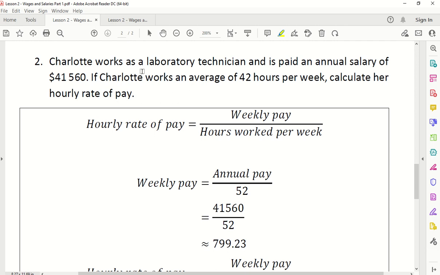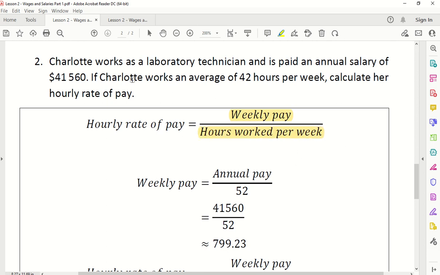Anyway, next example. Charlotte works as a laboratory technician and is paid an annual salary of $41,560. If Charlotte works an average of 42 hours per week, calculate her hourly rate of pay. So to figure out someone's hourly rate of pay, well, we need to know their weekly pay and divide it by how many hours they have worked that week.